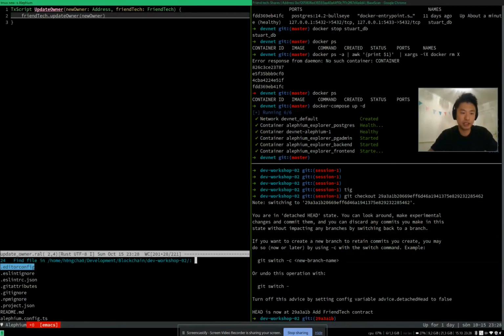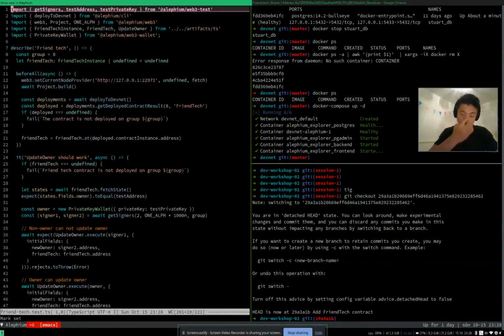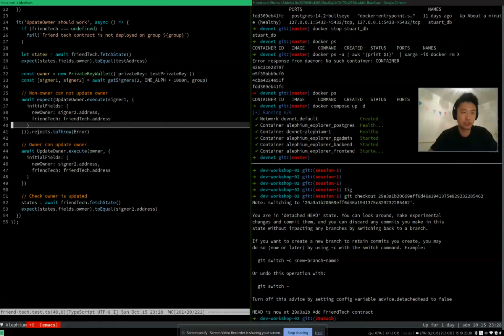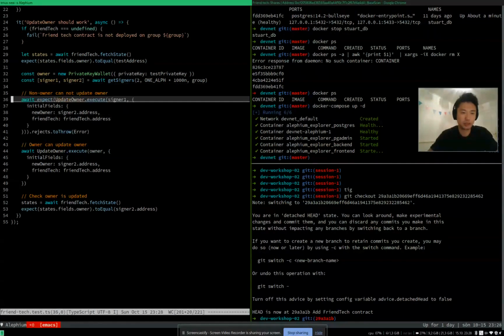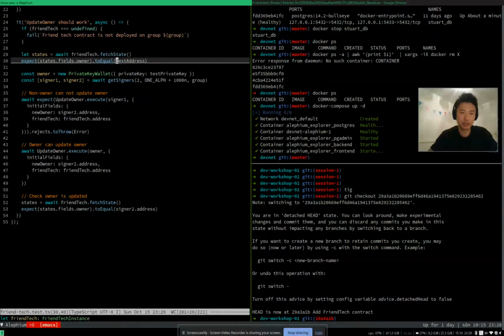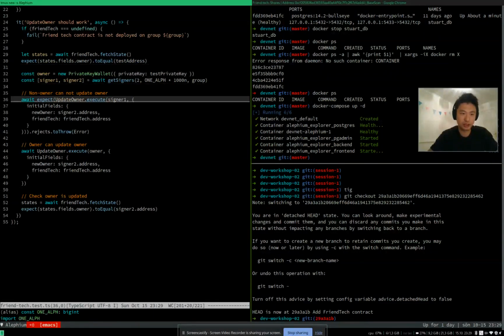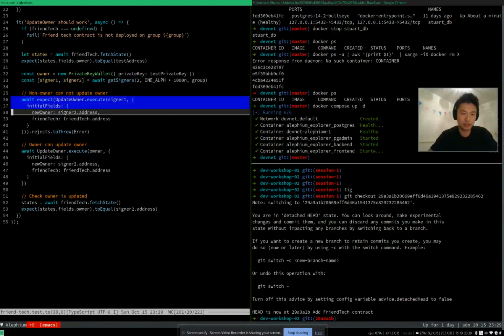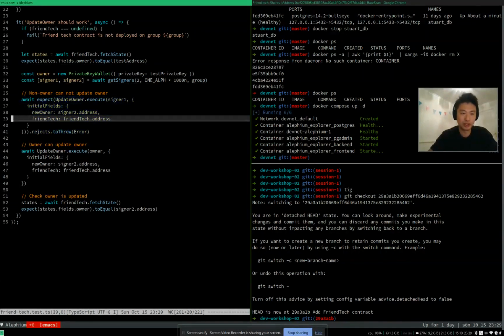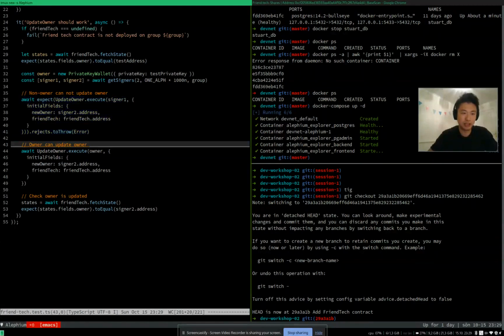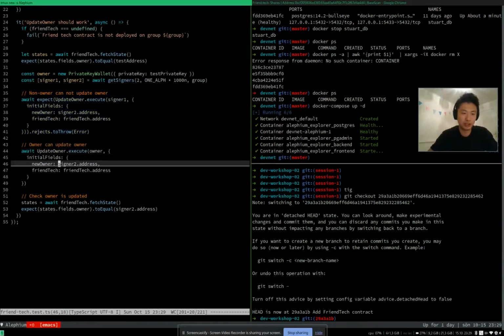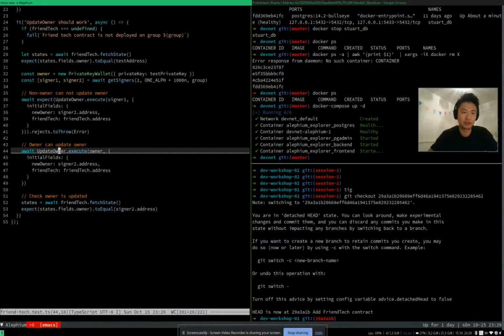We also have written the test for this. There's a test called update the owner should be okay. It looks pretty straightforward. Initially, it checks that the owner of this Friend.Tech contract is the same as the address of the deployer. Then it tries to set the owner with the wrong current owner, which basically triggers an exception. And if you set it using the right owner, the owner should be updated. So that's basically the logic of the test.